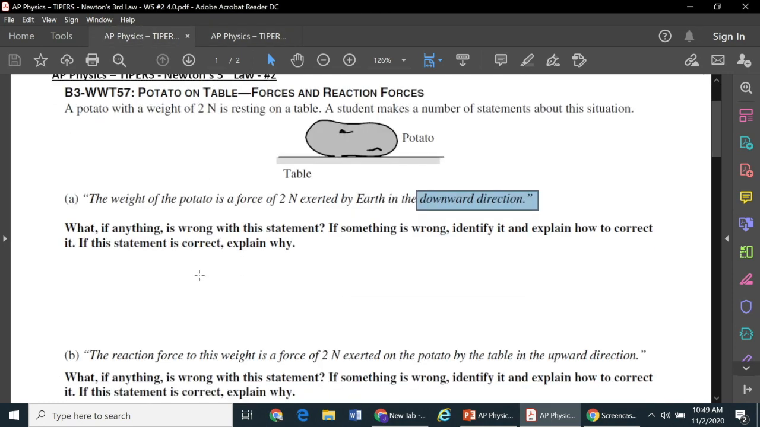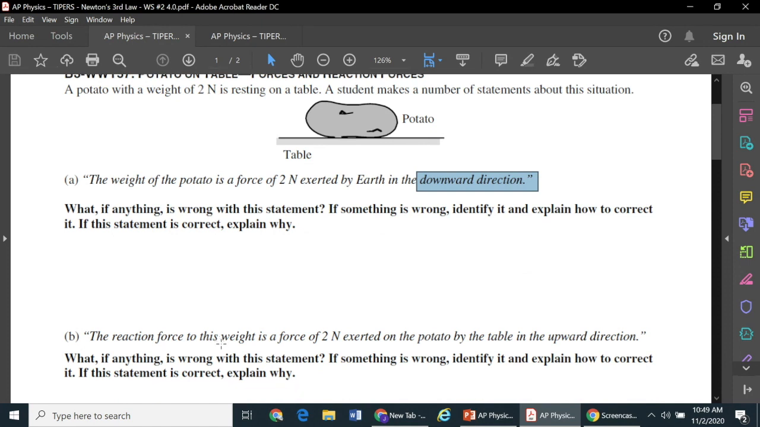Okay, so part B says the reaction force to this weight is a force of 2 newtons exerted on the potato by the table in the upward direction. Now, when they're saying the reaction force to this weight is a force of 2 newtons exerted on the potato by the table in the upward direction, the big question here is, what are they talking about? A force exerted on the potato by the table in the upward direction. They're talking about the normal force.